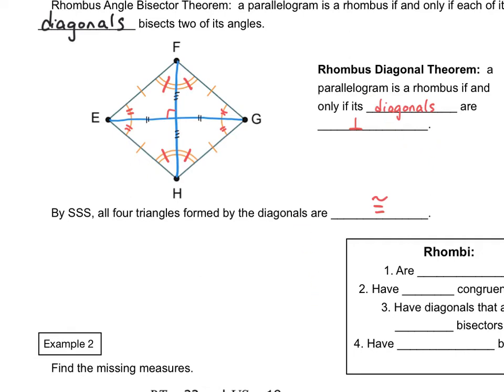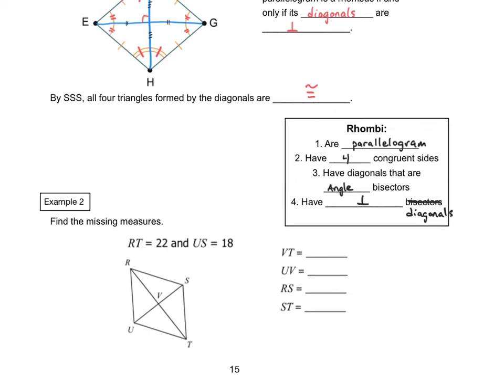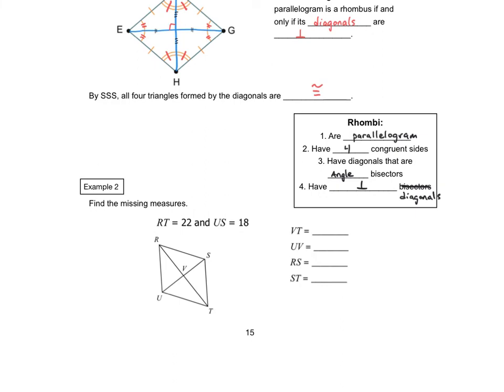Now these rhombi will continue on, and what are these properties? What are these characteristics? Rhombi are parallelograms. They have 4 congruent sides. They have diagonals that are angle bisectors. And then also they have perpendicular diagonals. So here, if we try to use some of these characteristics to solve a problem, let's see, what do we know?